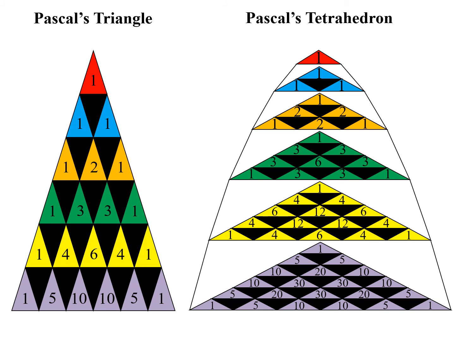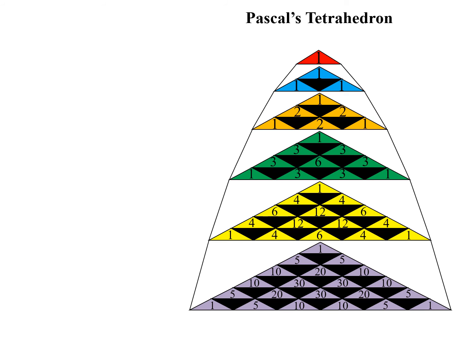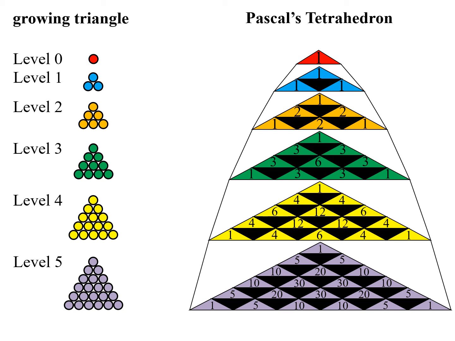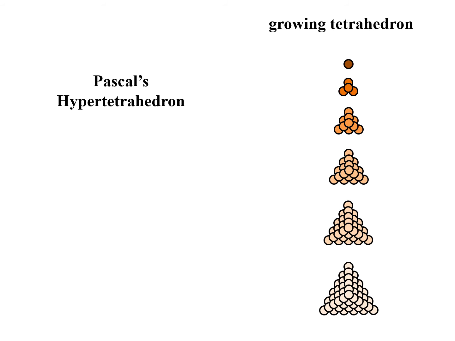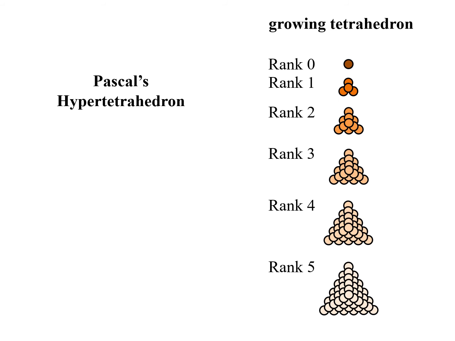Now, can this concept be extended to higher dimensions? Let's take a look at Pascal's tetrahedron. Notice that Pascal's tetrahedron is really a growing triangle. Pascal's hypertetrahedron is the triangle, but in 4 dimensions. So Pascal's hypertetrahedron is a growing tetrahedron. To avoid confusion, we'll call the levels ranks. It's still an object in the 4th dimension that we humans cannot fully comprehend, but if we think of it as a growing tetrahedron, then we could label it. Pascal's hypertetrahedron is also called Pascal's pentope.